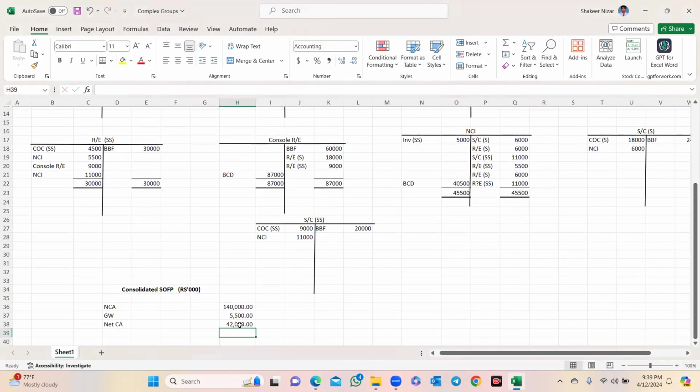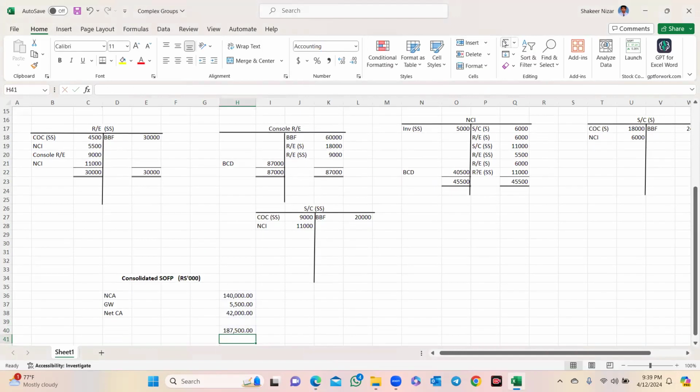Total assets, how much? We don't have any adjustments. We have total assets of 187,500. Total assets.